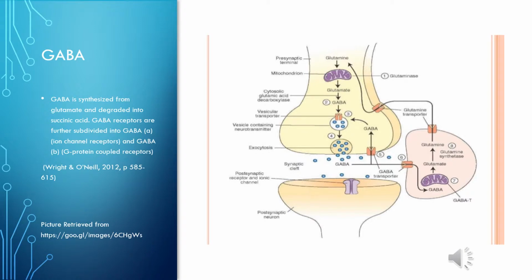Okay, so GABA is synthesized from glutamate and it gets degraded into succinic acid. GABA receptors are further subdivided into GABA A ion channel receptors and GABA B, which are G protein coupled receptors. I've just put a little diagram in here to show the GABA going through the neuron and into the synapse and into the postsynaptic neuron.